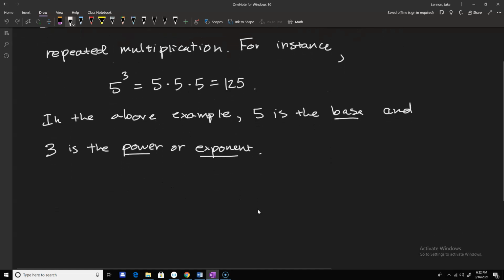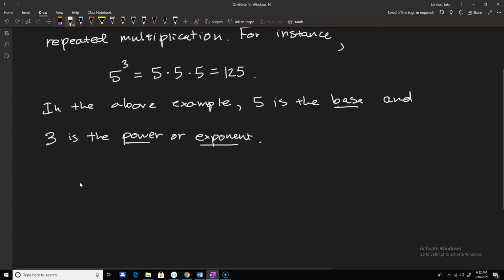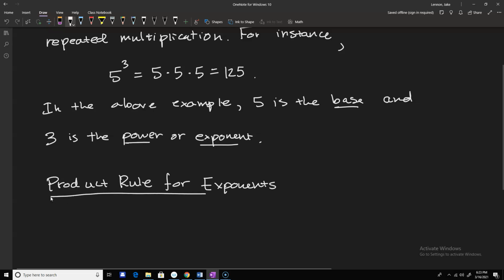So the two rules we have today, the first one we're going to look at is the product rule. And the product rule for exponents just says this. It says if you have the same base, let's say you have a to the m, and then you have another one with a matching base, a to the n, what do you do with the exponents in this case? Well, what you do, in fact, is you just add them.